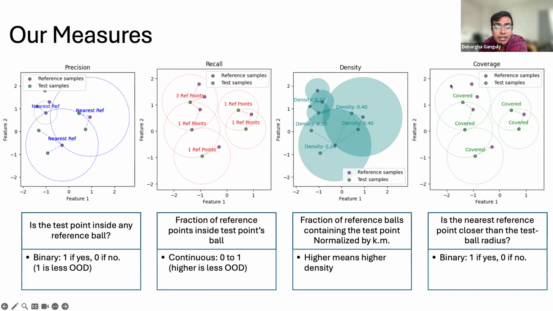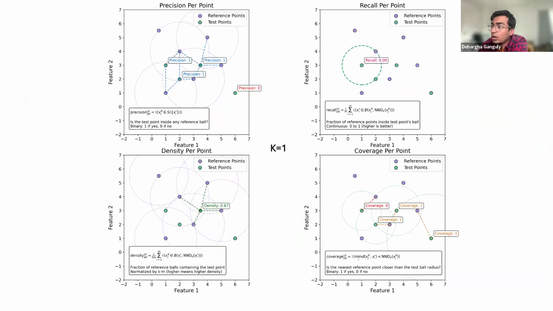And coverage finally is asking whether the nearest reference point is closer than the test ball's radius. So this is also a binary metric, where 1 if yes, 0 if no. Let me show you what some of this looks like. So let's say you set k equals 1 over here. You're just looking at the nearest neighbor distances.